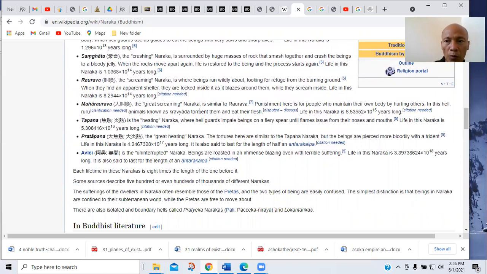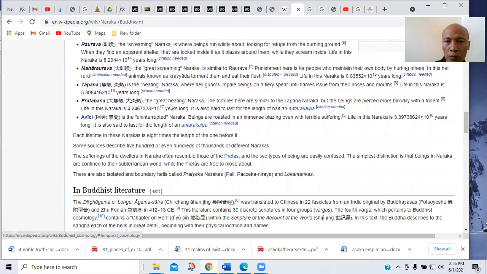The punishment will maintain the body by hunting others. In this kind of hell, all the animals eat them alive. And the hidden hell, where the hell guards impale beings on a fiery spear until the flame comes out from the nose and the mouth.